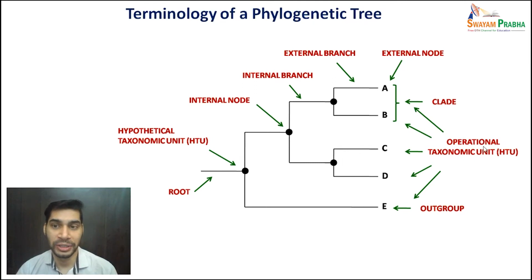These are the OTUs. There is an internal branch and there can be an external branch. Just like internal nodes, we have external nodes also, and these are the taxons which are having a common ancestor. So this represents a particular clade.